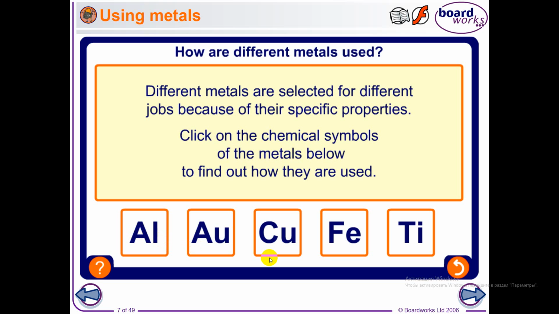The next element is copper. Copper is used extensively for a variety of applications, especially in the construction industry. And copper is used in building for plumbing, pipes and fittings, and sometimes in sheet form for roofing. We will discuss copper later.